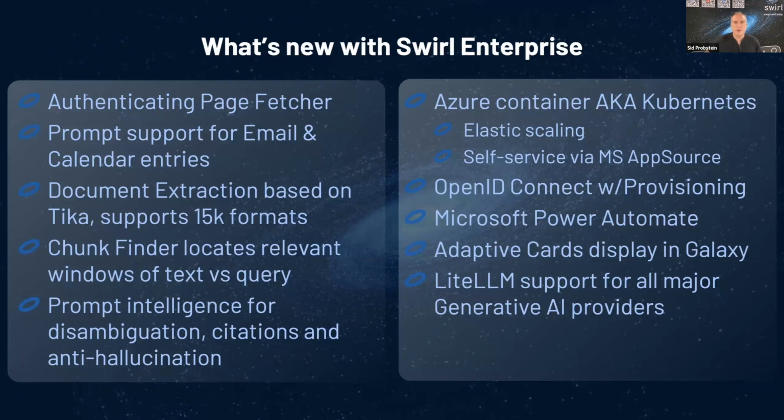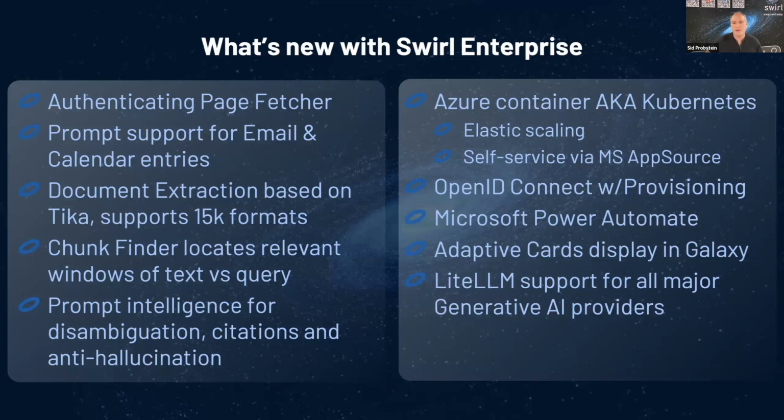Swirl Enterprise also supports Microsoft Power Automate, so you can use Power Automate to both bring queries into the system, bring results back out into various formats, and soon search from Swirl through any Power Automate system. So for example, if there's a database that you can access in Power Automate, you'll be able to query it right from Swirl without any configuration.